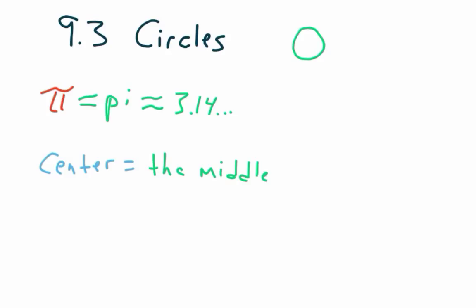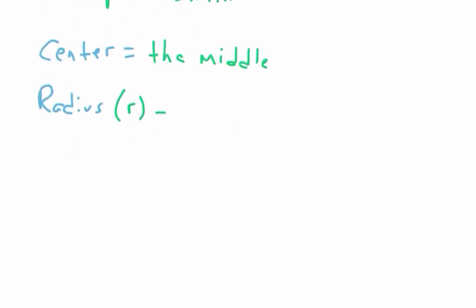The distance from the center to the points on the circle is called the radius. Radius is what letter? R. Capital or lowercase? Lowercase. I'd encourage you to start learning which ones are lowercase and capital. Like when we're doing area, base is going to be a lowercase b. Later on we're going to start using a capital B. But radius, that's the distance from the center of the circle to the circle.